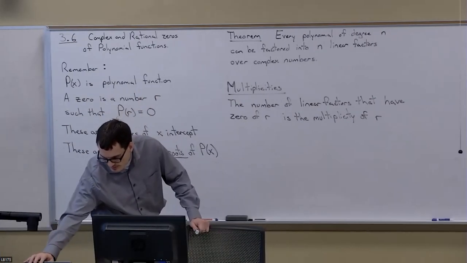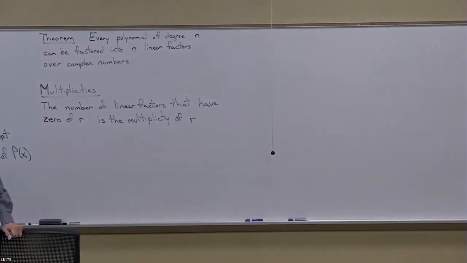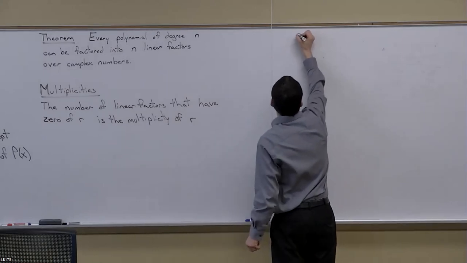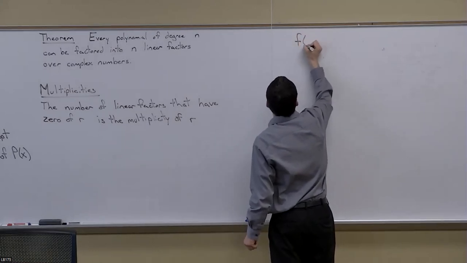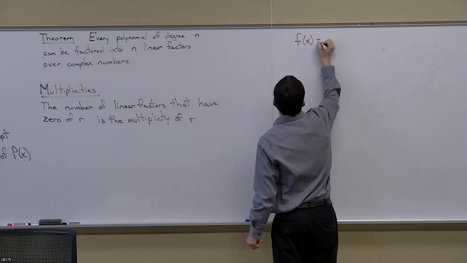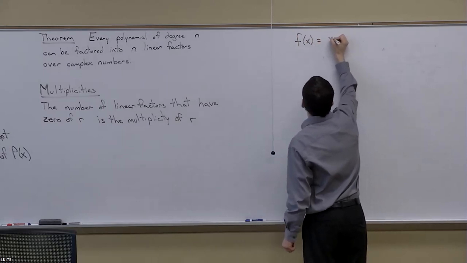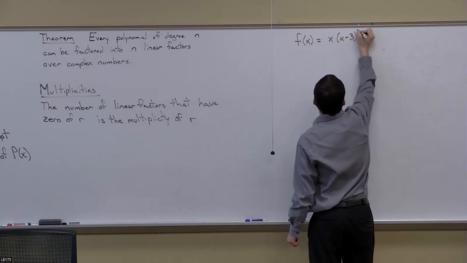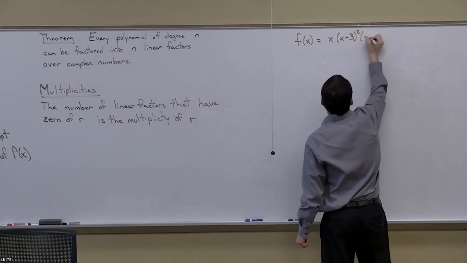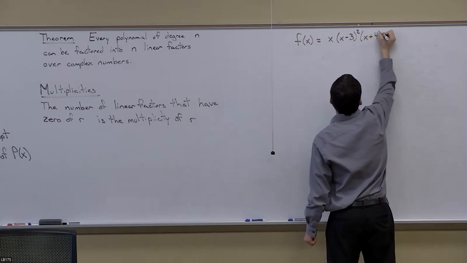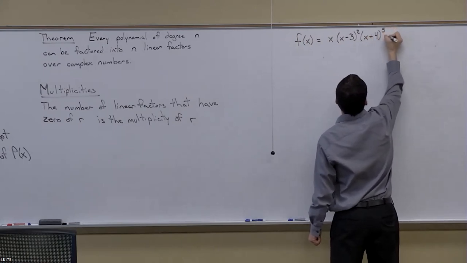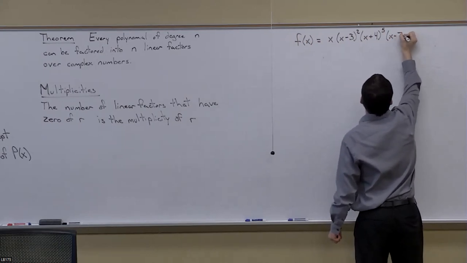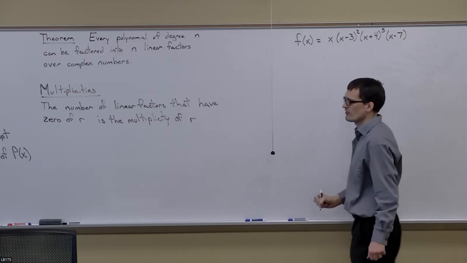So let me go here. If I write a function, and this is going to be a polynomial function, and I have, let's say, x times x minus 3 squared times x plus 4 to the 5th power times x minus 7. This is the first.